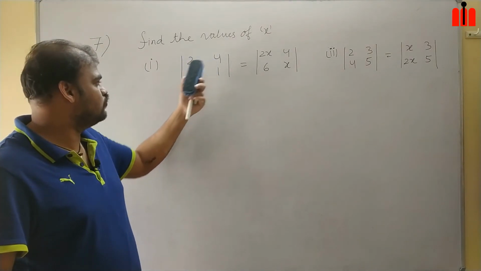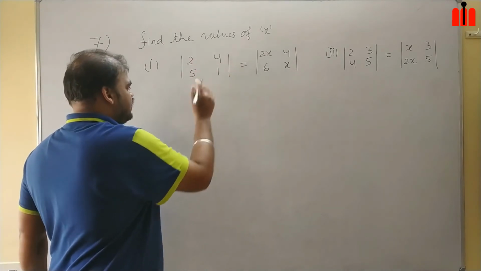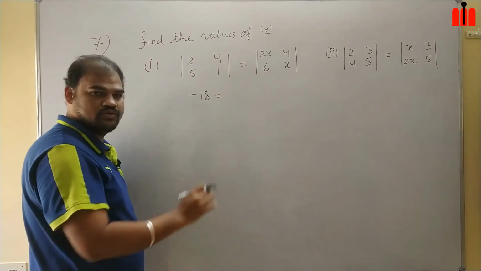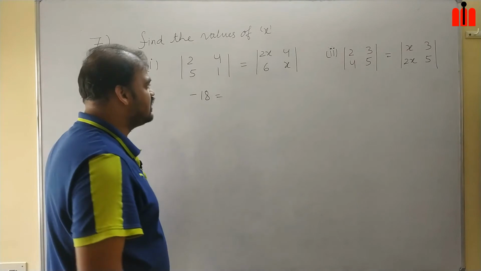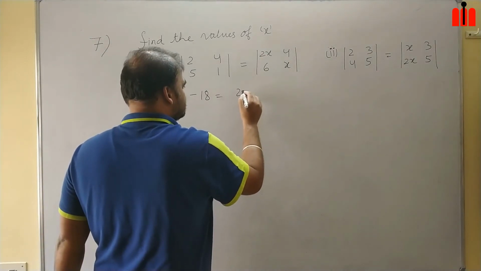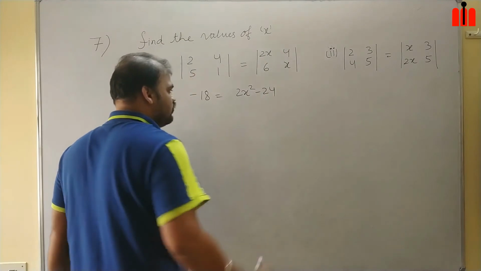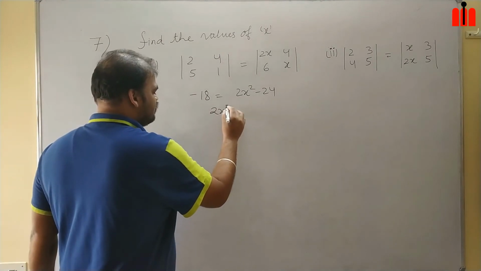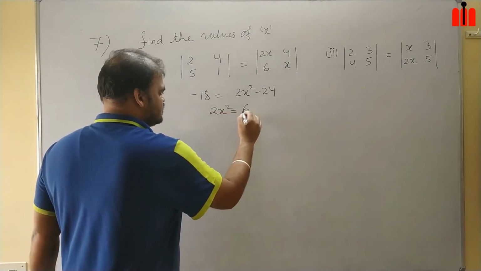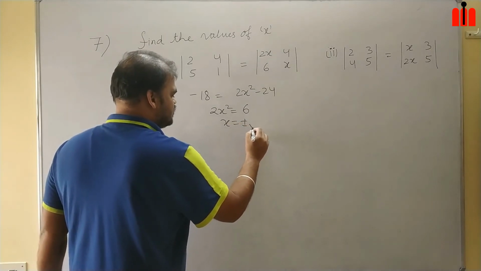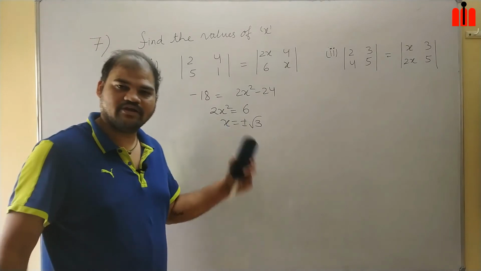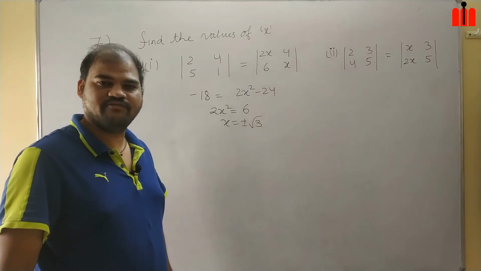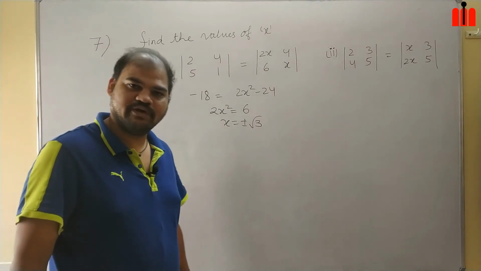The determinant of 2, 4, 5, 1 is 2 minus 20, so 2 minus 20 is minus 18. Here it is 2 times 1 is 2, minus 5 times 4 is 20. So 2 minus 20 is minus 18. On the other side it is 2x square minus 24. So what is the value of 2x square now? 2x square equals 24 minus 18, which is 6. So 2x square equal to 6 means x square will be 3, so x equals plus or minus root 3.